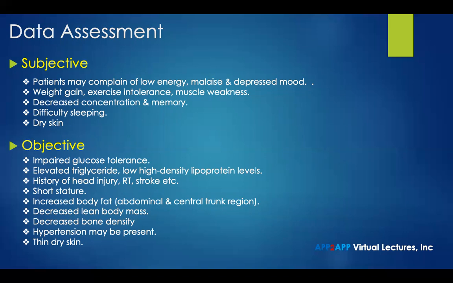Objective findings: there's usually impaired glucose tolerance. A lot of these patients on a lipid profile are found to have elevated triglyceride levels and low high density lipoprotein levels. You're going to want to know if there's any history of head injury, radiation, or stroke. There generally is short stature when compared to their family. There's usually increased body fat, most notable around the abdominal and central trunk regions, decreased lean body mass, decreased bone density. They may also be found to be hypertensive. And as I've mentioned, the skin is very dry and very, very thin.